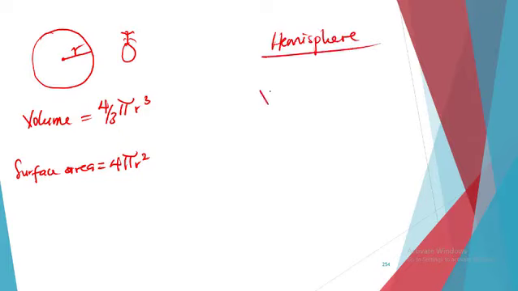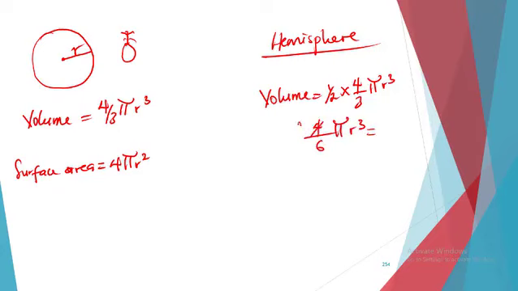Now, the volume of a hemisphere is half of the volume of a sphere. So its volume is 1/2 times 4/3 pi r cube. That will give us 1 times 4 is 4, 2 times 3 is 6, pi r cube. Dividing through by 2, 4 over 6 becomes 2/3, so we have 2/3 pi r cube.